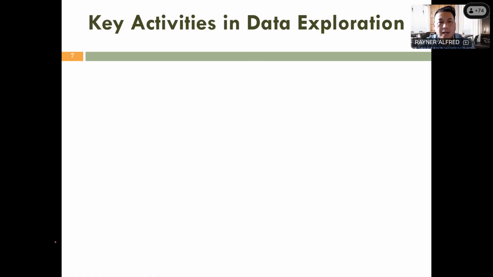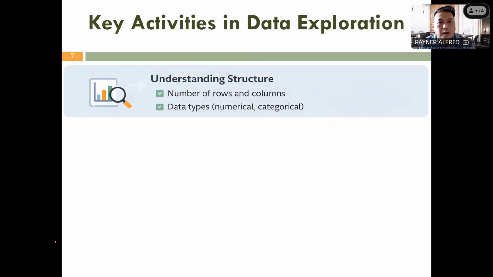Okay, what are the key activities in data exploration? These are some of the things that you can do or propose when you want to propose a project. The first thing that you need to do is understand the structure, the number of rows and columns, and the data types that we have, numerical or categorical.